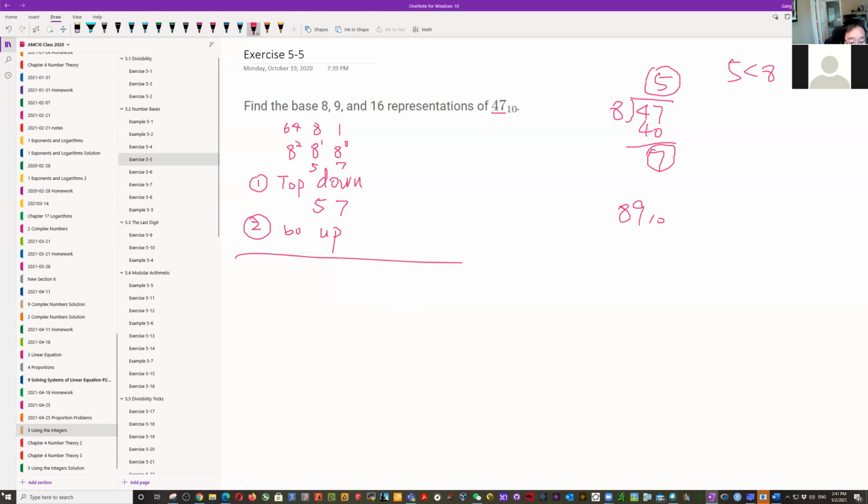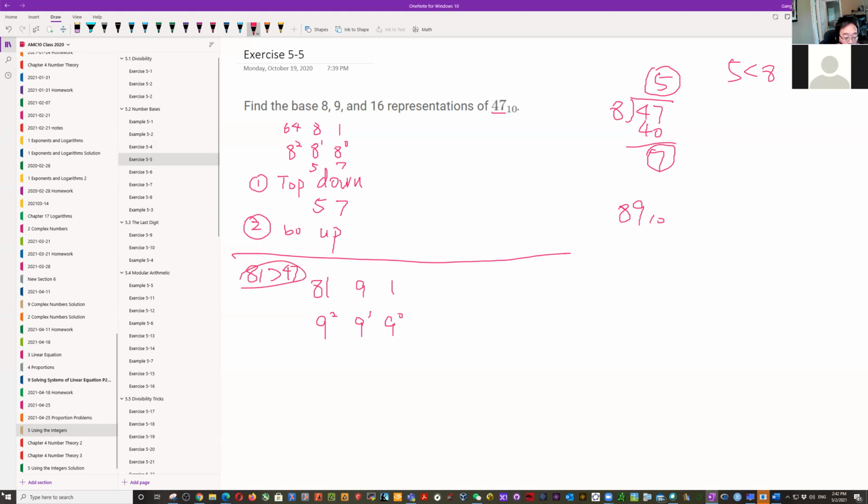And for these problems, top down and bottom up are basically the same, because with base 9 you still do the same. It's 9 to the 0, 9 to the first, and 9 squared, and you use just enough to accommodate 47. So this is 1, and this is 9, and this is 81, and 81 is bigger than 47.